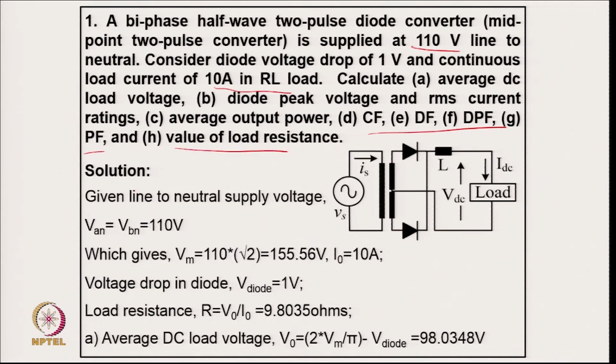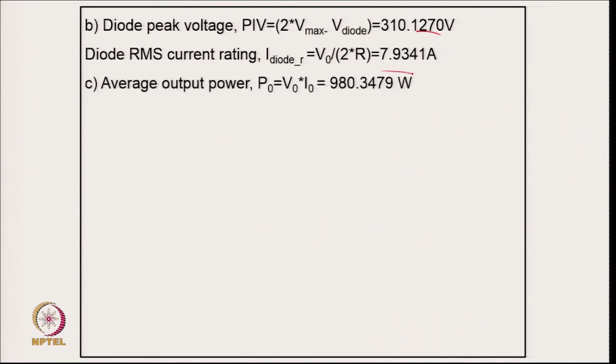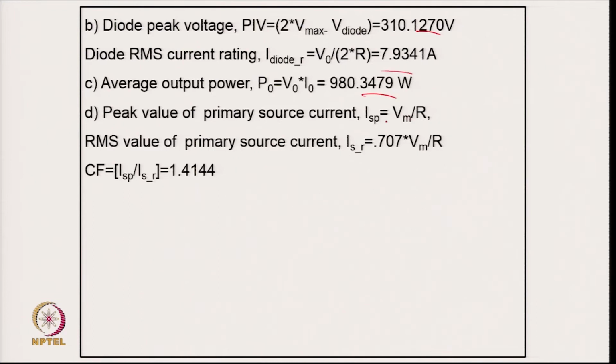So, coming to this data, we have given supply voltage 110, and we can calculate the peak, then diode drop, then we can find out typically the output resistance, load resistance, and the output voltage, and then we get the peak voltage and peak current. Then we can have an average output power, and then a typical peak current from this relation, and the RMS value of current, and then crest factor.